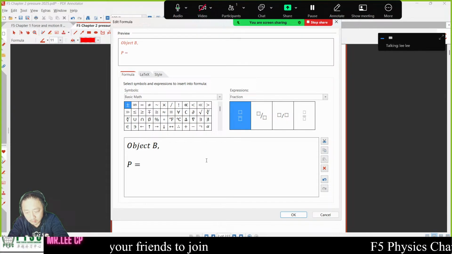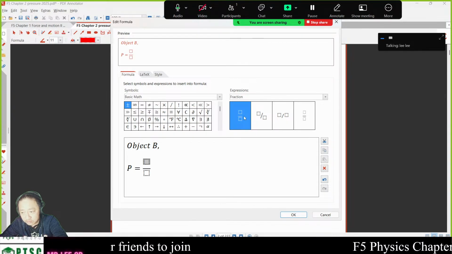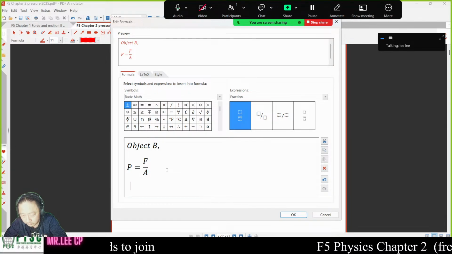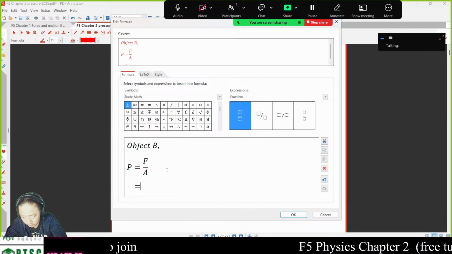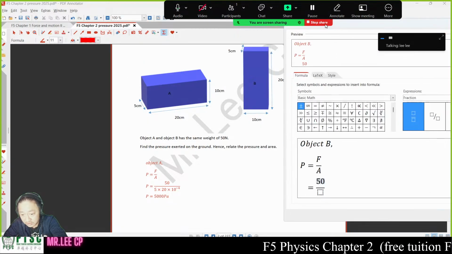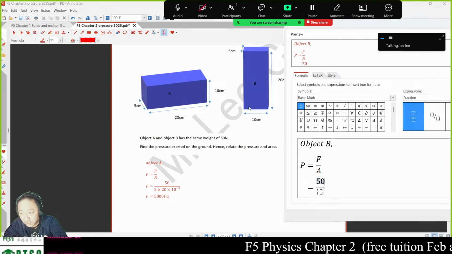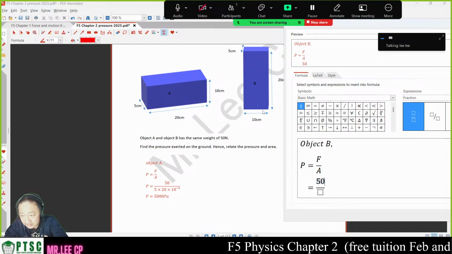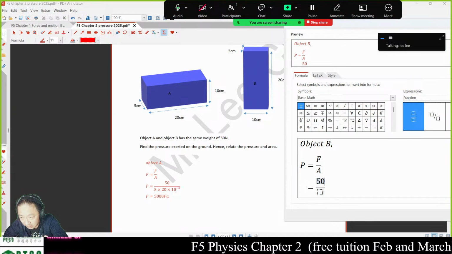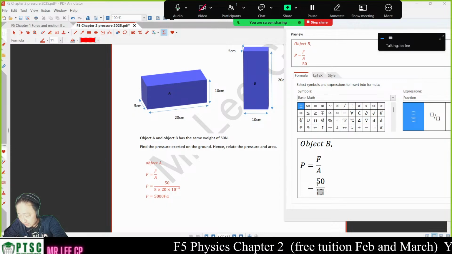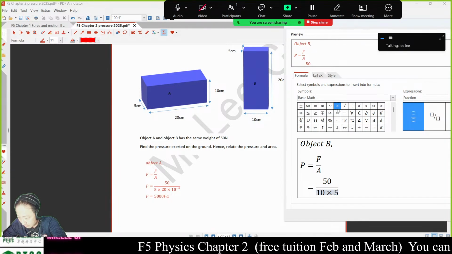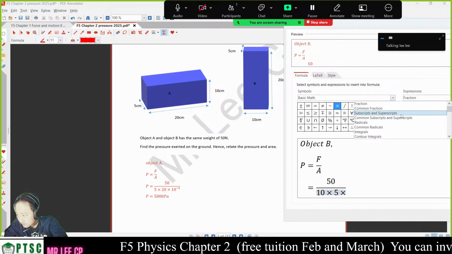Pressure is equal to force over area. Force is 50, same thing, 50 Newton. Area: you look at the area under the ground here. It is 10 times 5, it is 50. Right? 10 times 5 exponent -4.